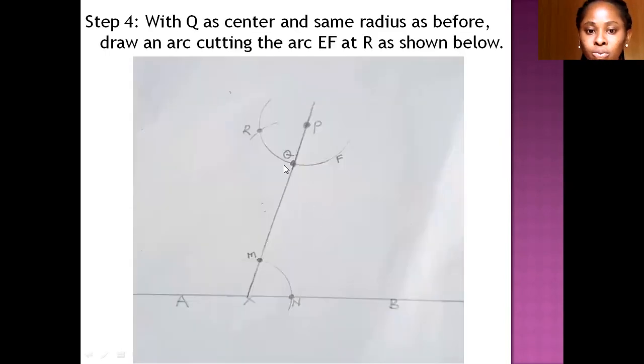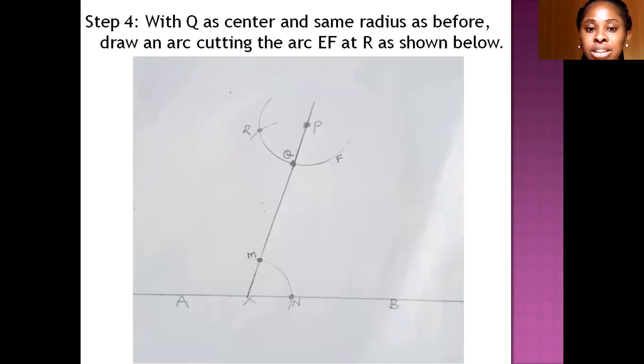Step four, place your compass at Q. Draw an arc cutting EF. This is our Q and this is our compass, E and F. Draw an arc cutting EF, and name the point of intersection.